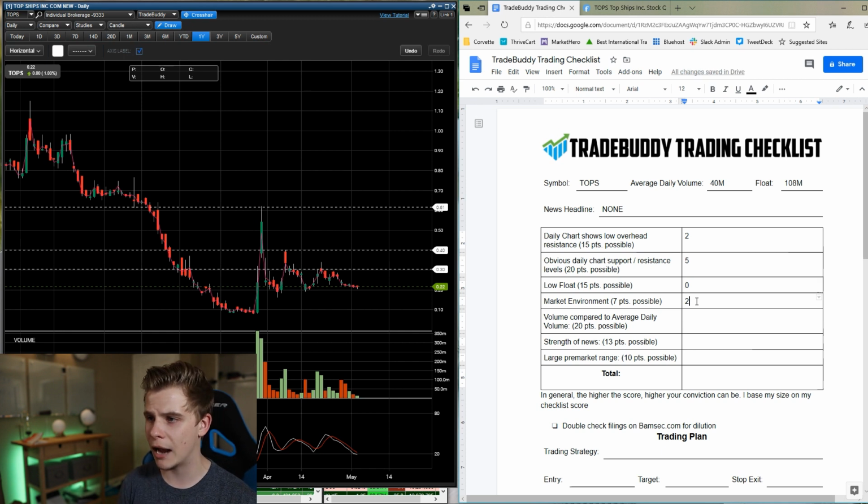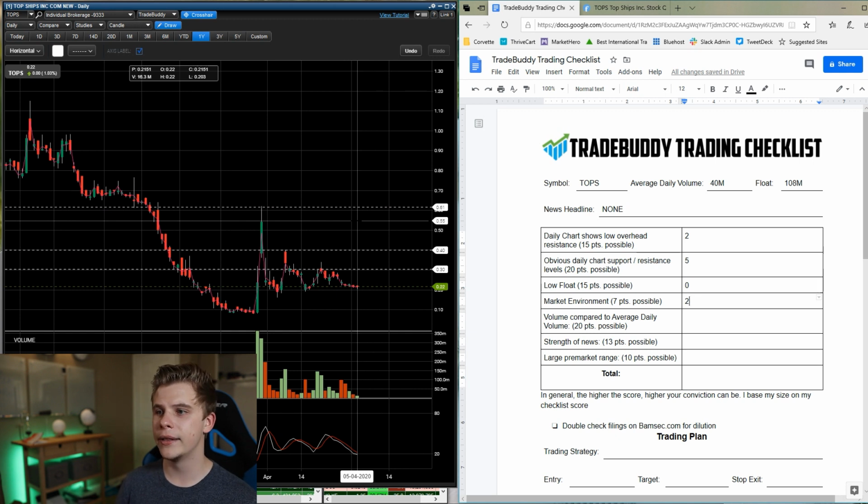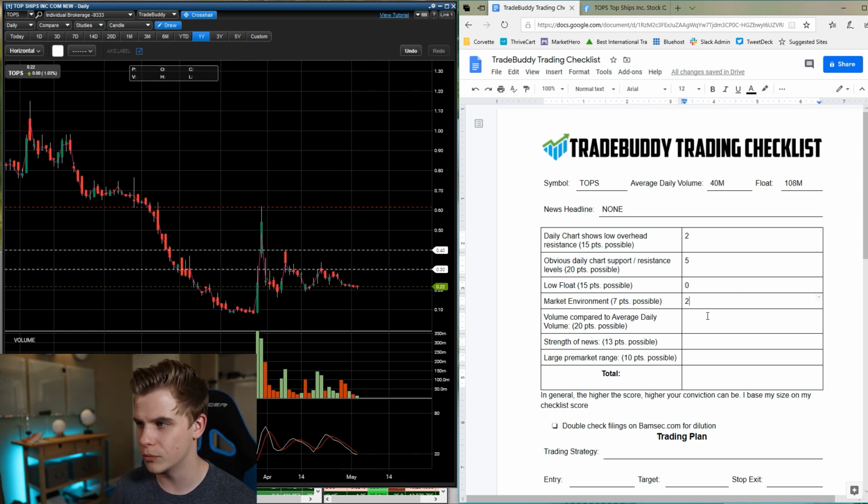Volume compared to the average daily volume. So let's just look at the volume from today. Over the entire day, TOPS traded 16 million shares. The average daily volume is 40 million. So even through the entire trading day, it didn't have more volume than the average, which means it's not in high demand. Whereas CAPR, average daily volume was around 50,000, and in the first 5 minutes it traded nearly 5 million shares. That shows really big demand, whereas here, give it like a 2.